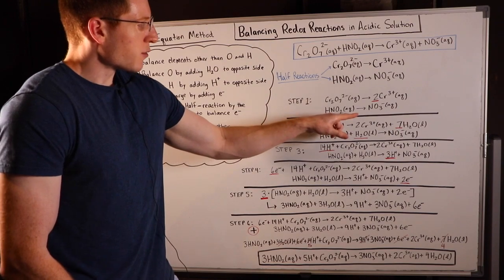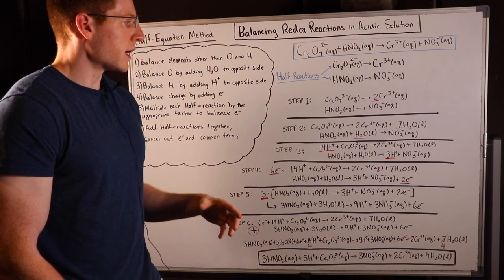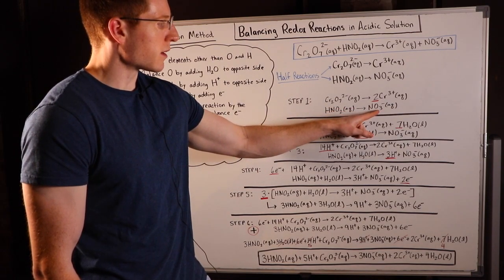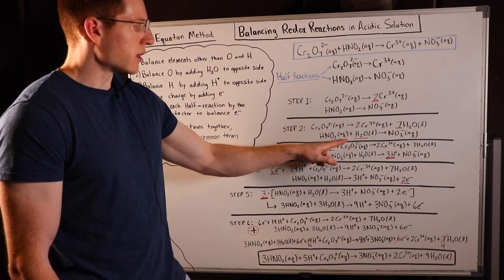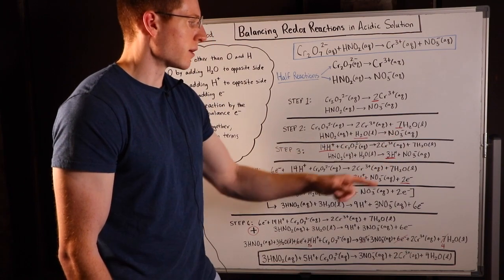In this second half reaction, we've got nitrous acid going to NO3 minus, or nitrate. You can see I've got 2 oxygens over here and 3 oxygens over here. So I'm going to add 1 water to the reactant side in order to balance out the oxygens. Now I've got 3 oxygens over here and 3 oxygens over here.